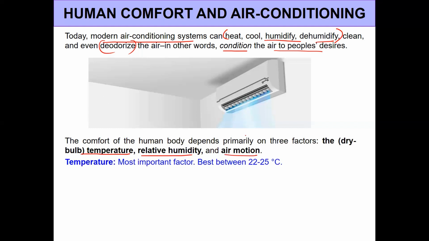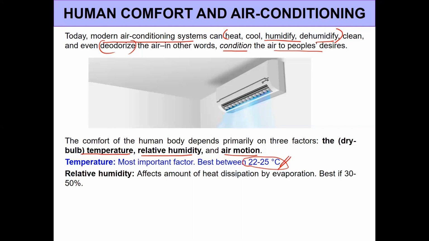Now, temperature is, of course, the most important factor. Most of us are comfortable when the temperature is between, let's say, 22 to 25 degrees Celsius. This is our most comfortable range. Anything higher or below this can cause discomfort to some people. Okay. Now, so that's the temperature range that we would want to maintain indoors, right? Or in the facility that you're trying to control the temperature.